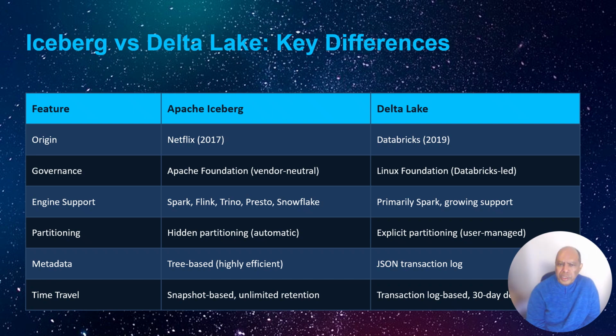Neither format is inherently better. The choice depends on your ecosystem. If you have heavily invested in Databricks and Spark, Delta Lake is a natural fit. If you need broad engine compatibility and are building a truly open lakehouse, then Iceberg offers an advantage.